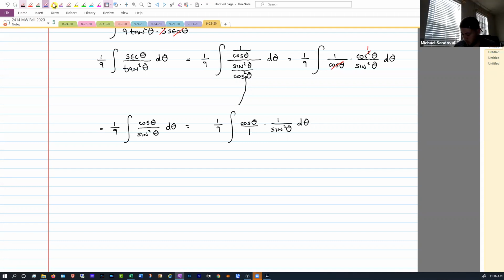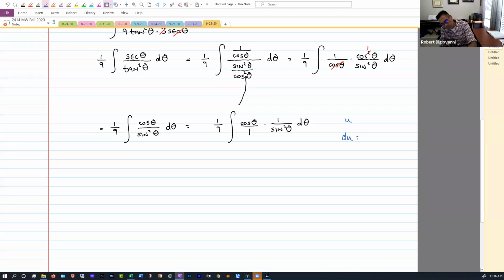So what would you use for your u here then? Can we go with cosine? Okay, if you use cosine, the derivative of that is negative sine, right? But the sine is in the denominator. Oh, that's right. So you don't want that. You want it the other way around. So if we let u be sine, the derivative of that's just cosine. We don't have to worry about a negative, cosine theta d theta. And there is cosine theta d theta right there.